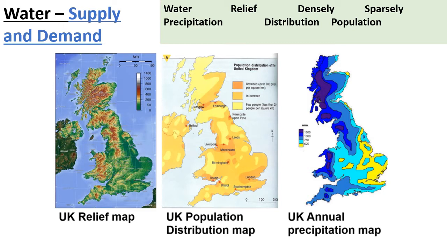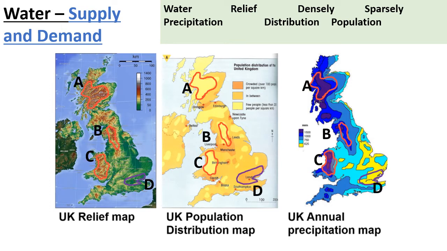On initial inspection of these three maps, they all look quite different, but actually on closer inspection you can see there are some patterns taking place. I've identified four different areas: A, B, C and D. So look at area A, that's the Grampian Mountains. In mountain areas, people don't want to live, so on the middle map, the population distribution, there's very few people there, it's sparsely populated. And on the right hand map, you can see it gets loads of rainfall, because in mountain areas the air is forced to rise over the mountains, and therefore as the air rises it cools, it condenses and it rains loads.